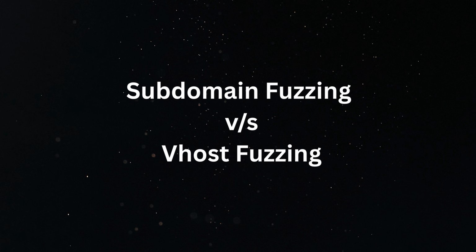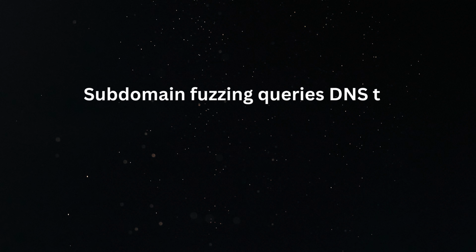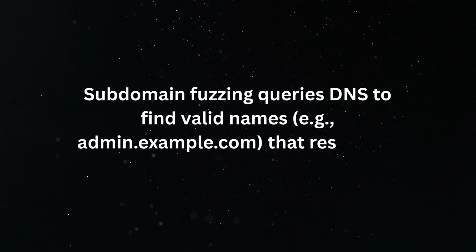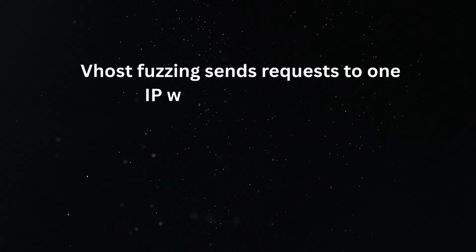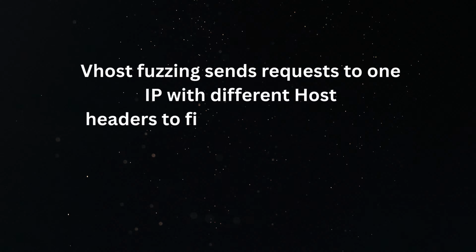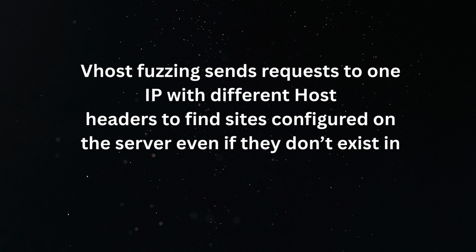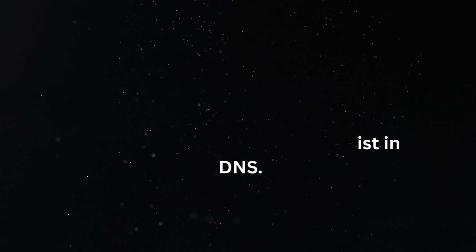Let us finally look briefly at another difference between subdomain fuzzing and vhost fuzzing as well. When you talk about subdomain fuzzing, it queries DNS to find valid names, for example, admin.example.com, that resolve to an IP. And when you talk about vhost fuzzing, it sends requests to one IP with different host headers to find sites configured on the server, even if they don't exist in the DNS.